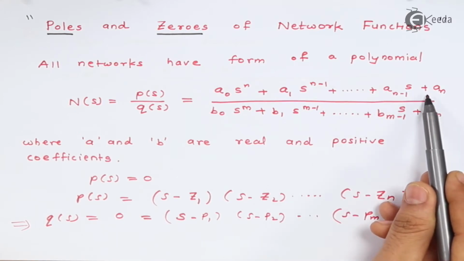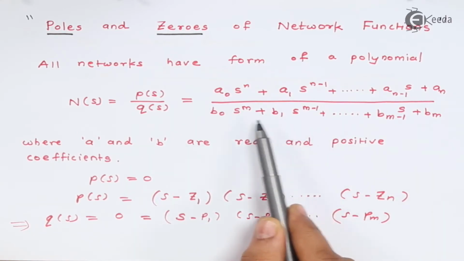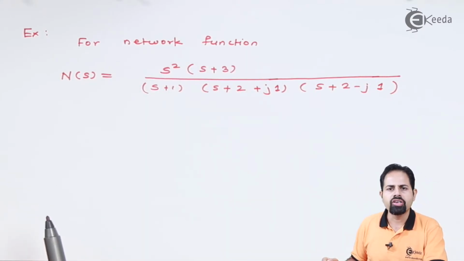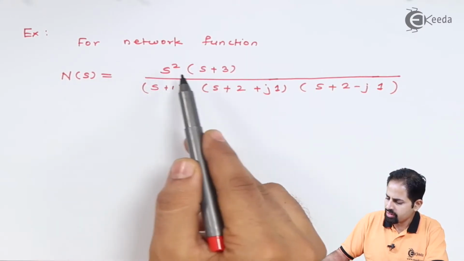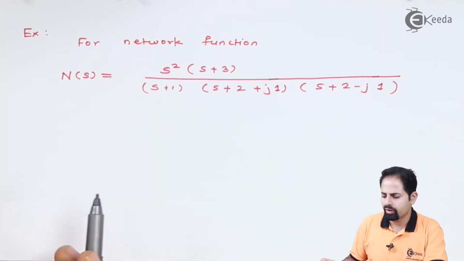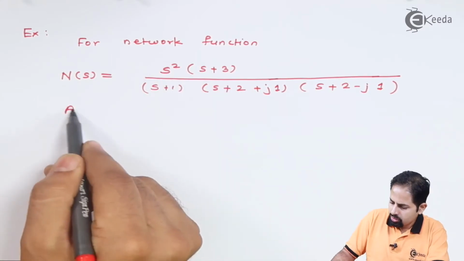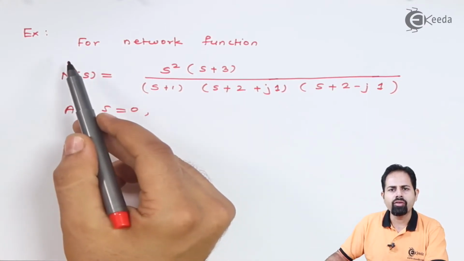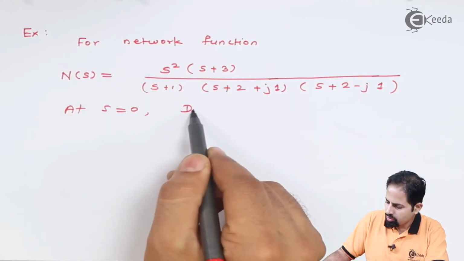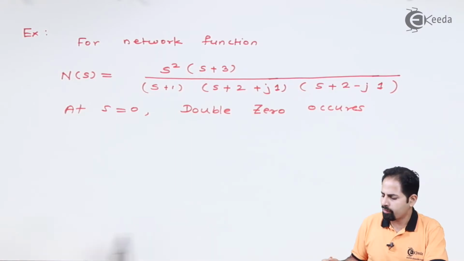Zeros mean the network function becomes 0, so you have to see the numerator polynomial, and poles mean the denominator polynomial becomes 0. So I have a network function here given as N of s equal to s square into s plus 3 upon s plus 1 and so on. Now you can see that whenever s becomes 0, my network function will drop to 0. Here I have s square, meaning I have a double 0. So at s equal to 0, I have a double 0.